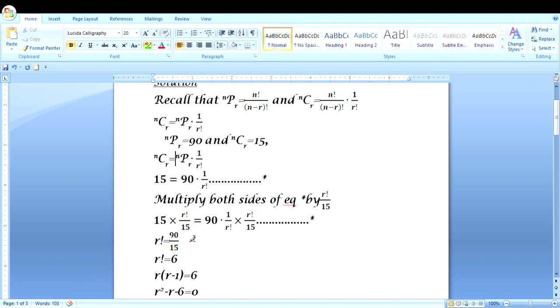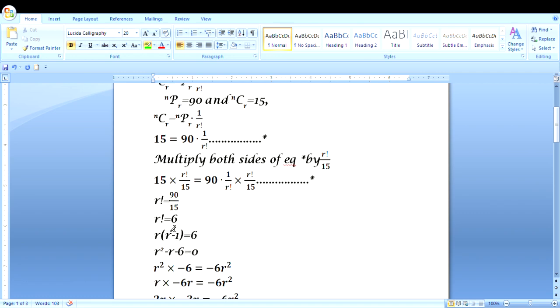If that is done, this becomes 15 times r factorial over 15 is equal to 90 times 1 over r factorial times r factorial over 15. So 15 cancels 15, and what is left on the left hand side is just r factorial. On the right hand side, r factorial cancels r factorial, and what is left is 90 over 15. So 90 divided by 15 is 6.